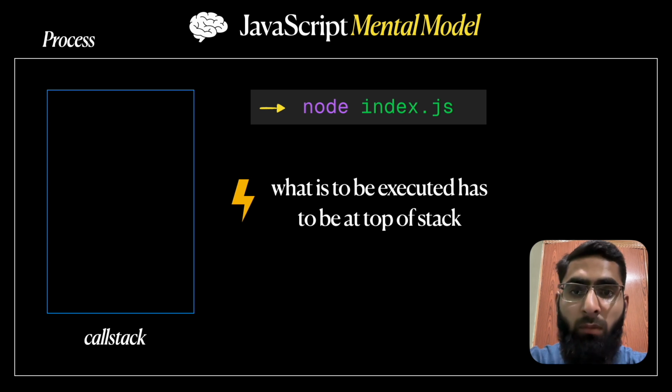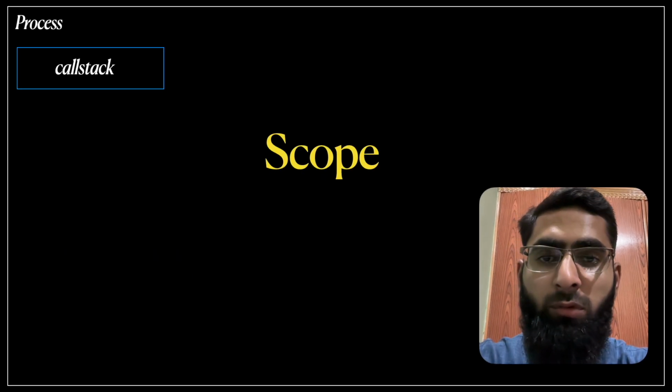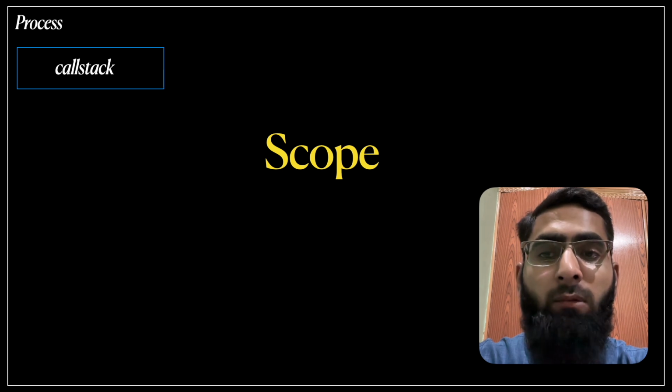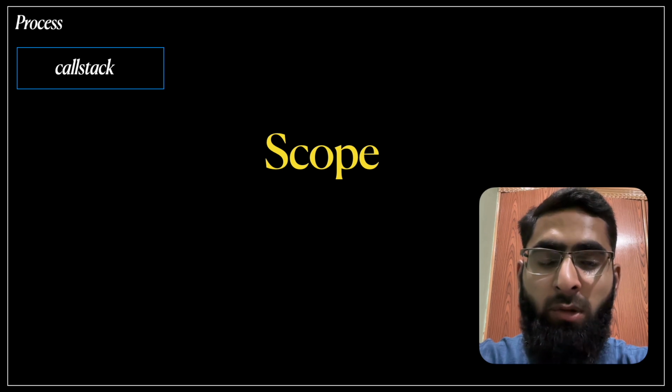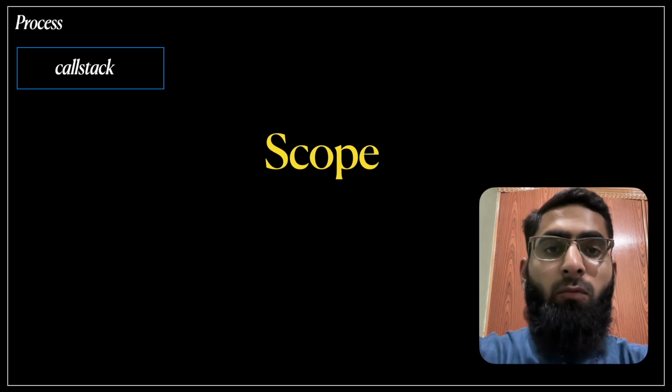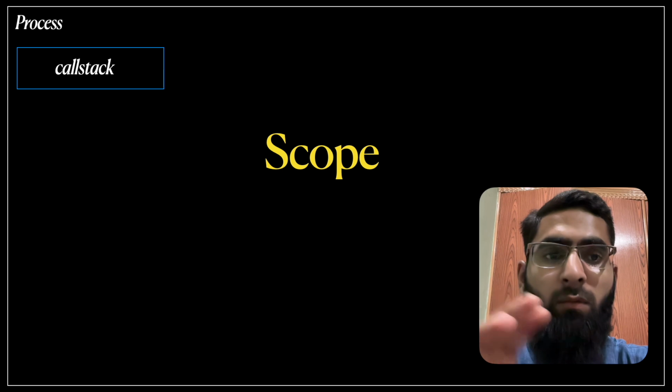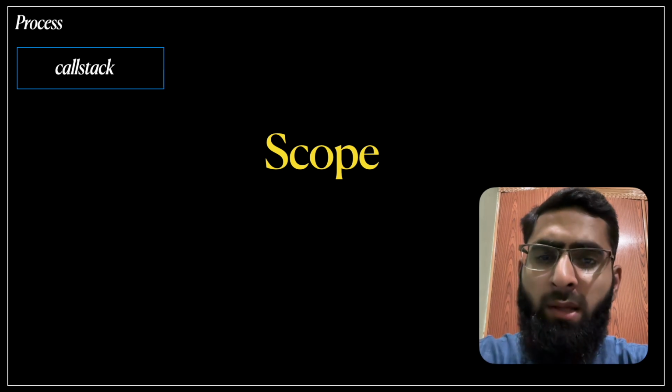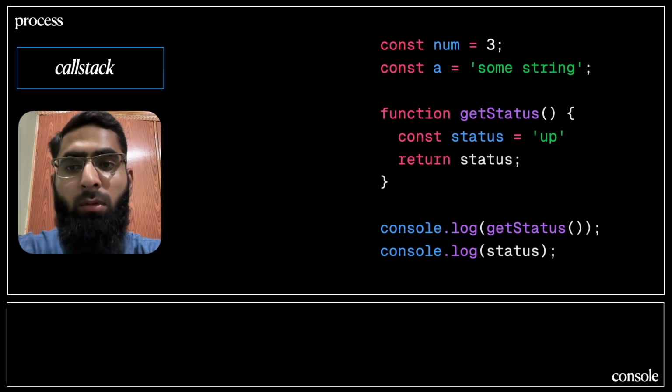Now that you know what a call stack is, let's move on to scope. Scope is the set of rules that determines which variables are accessible in a given part of code. At runtime, the JavaScript engine allocates memory for variables associated with their scope. To get an idea of this, let's look at an example.